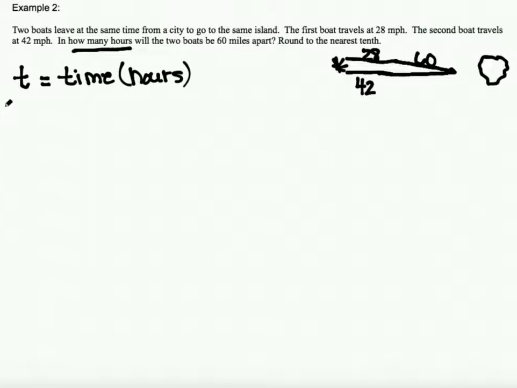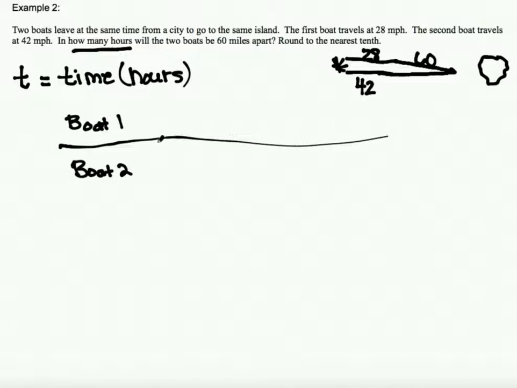Once I have my variable set up, remember, I'm going to do my chart. So I'm going to say I have boat 1 and I have boat 2. All right, let's set up our chart. Remember, we know in our chart, I know this is not the best, that distance is equal to rate times time. Okay?